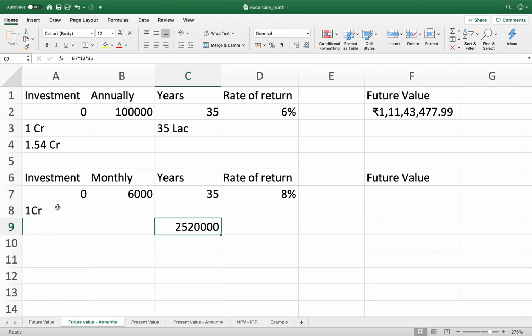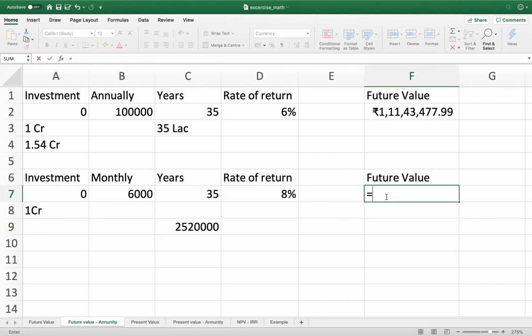Many LIC policies are like this. You can calculate the future value of this as well. So the syntax of the future value is this. Now the rate: the rate is 7.5% annually, but then we are going to compound it monthly since we are going to deposit money on a monthly basis.